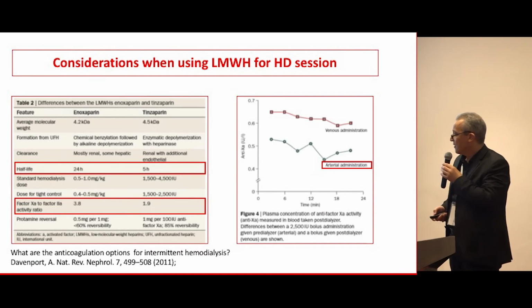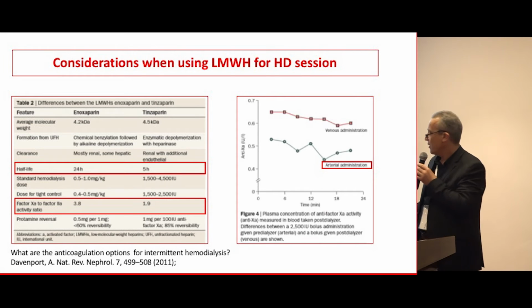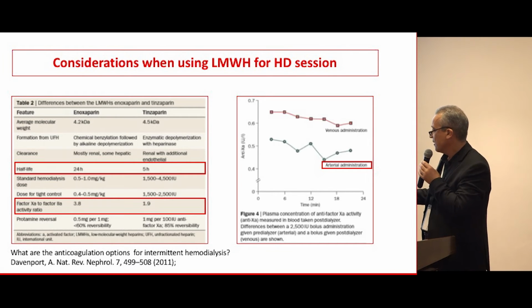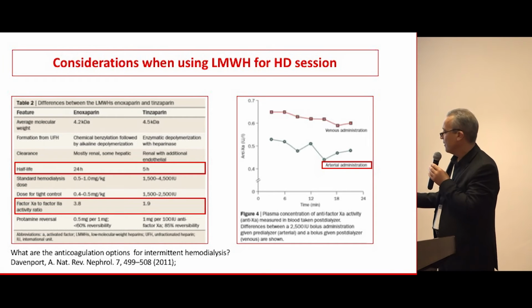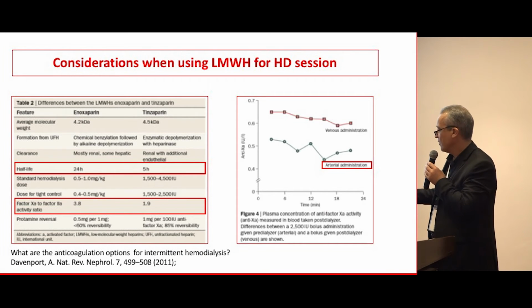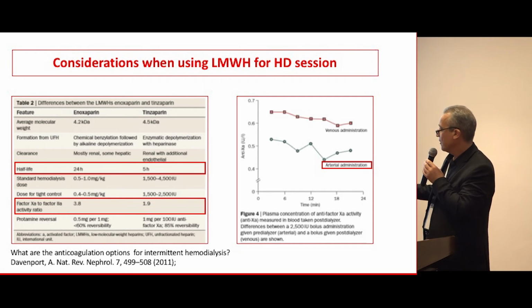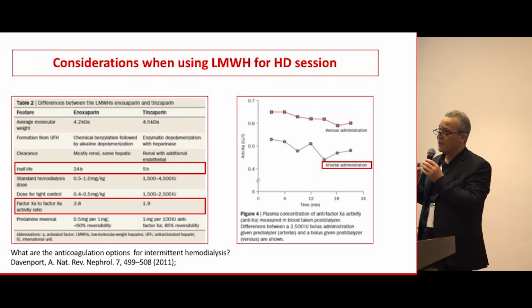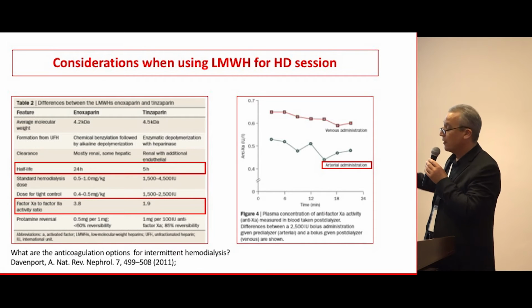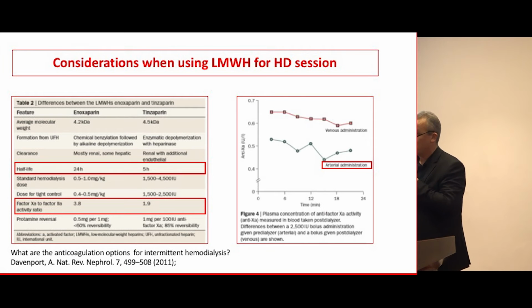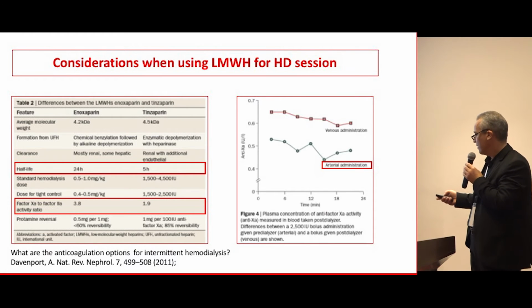So there are two other considerations when using low molecular weight heparins. The first is regarding the half-life and the selectivity. For example, enoxaparin is more selective for factor Xa than tinzaparin. But the half-life of enoxaparin is 24 hours, whereas tinzaparin is 5 hours. For hemodialysis, we don't need such a long half-life, so it is more interesting to use tinzaparin than enoxaparin for our patients.